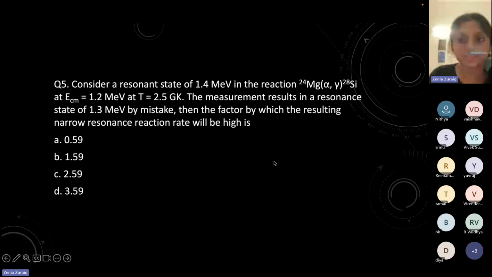Again, this is a resonance question. I was focusing this week on the shell model, but resonance is also an important topic which was covered in this week's lectures. So please see if you can do this. If you don't know how to do this, please put it in the chat and I can show you the solution. But please try to at least think about how to do it.